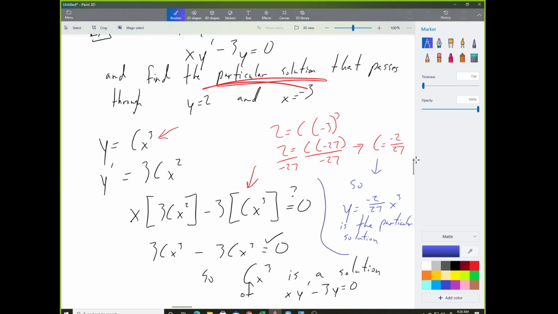And I know I'm crowding my screen, which is why I'm using different colors. You organize it however makes sense to you for your particular piece of paper. But that's what we would call a particular solution. When we find the exact equation we want, the equation's the solution. Normally when we talk about solutions, we're talking about numbers. But here it's an equation that we're looking for.